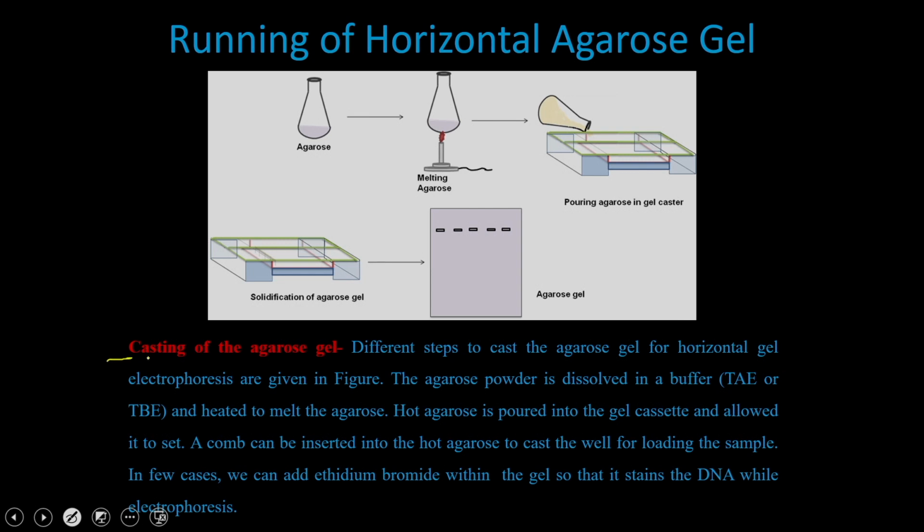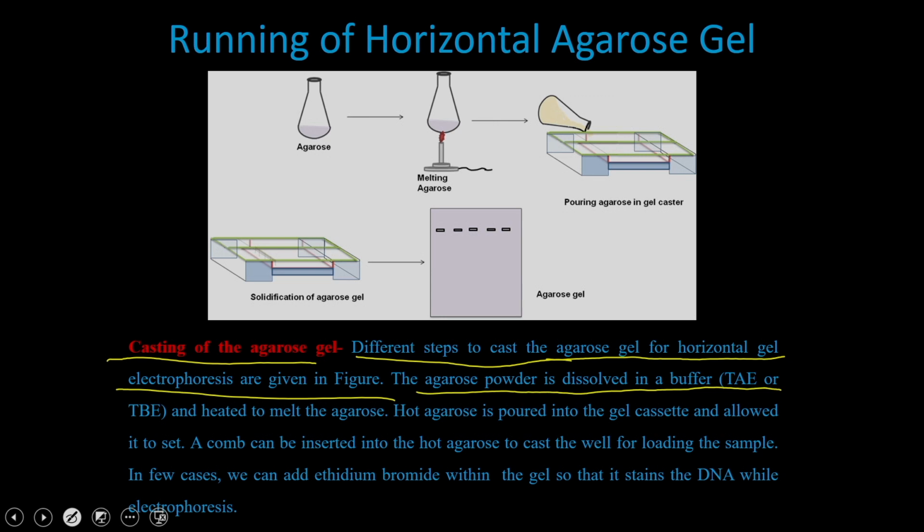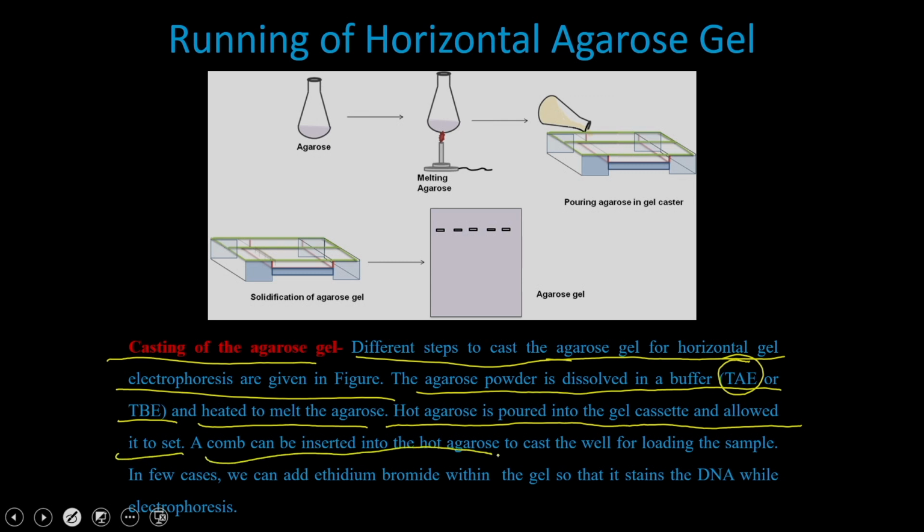So, for the casting of the gel, different steps to cast the agarose gel for horizontal gel electrophoresis are given in the figure. The agarose powder is dissolved in a buffer, either the TRIS-EDTA buffer or TRIS buffer, and then you heat it to melt the agarose. Hot agarose is poured into the gel cassettes and allowed to set. A comb base can be inserted into the hot agarose to cast the gel well for loading the samples.